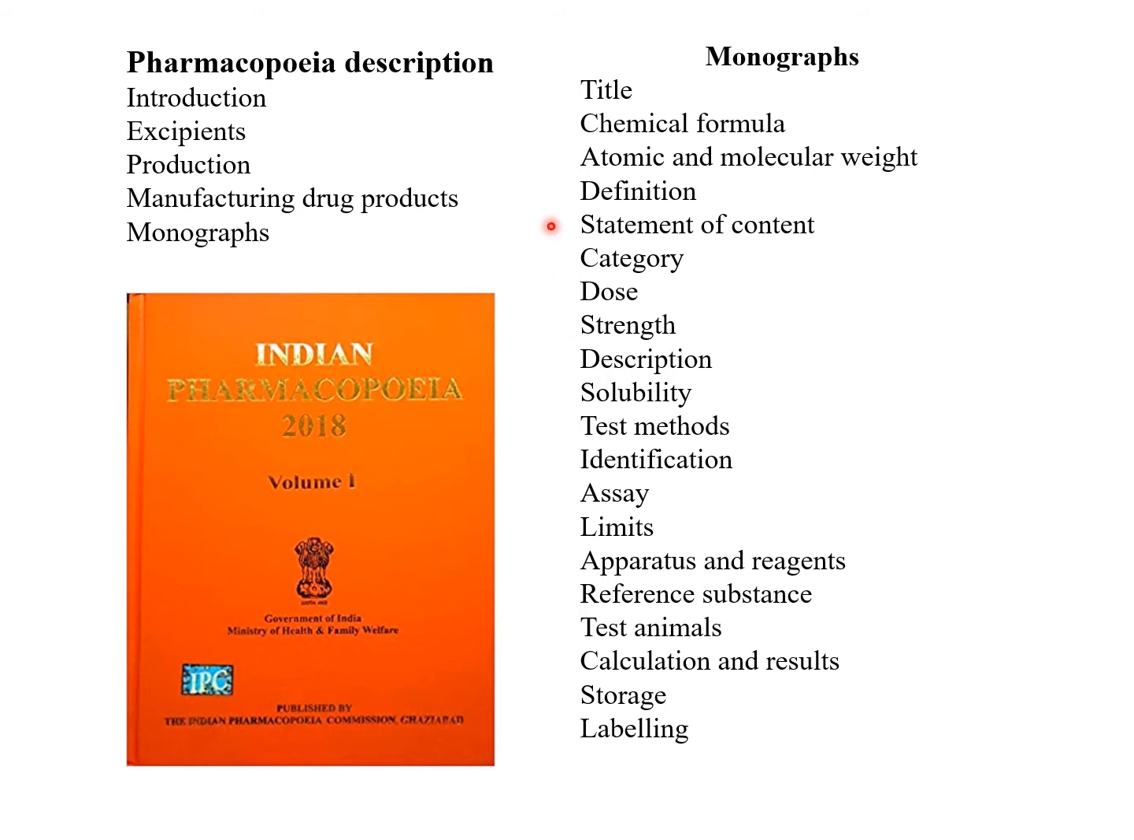So the Pharmacopoeia consists of the excipients, the mode of production, the manufacturing procedure, everything regarding the drug. This is the picture of the Indian Pharmacopoeia, which was published in 2018 with 4 volumes.